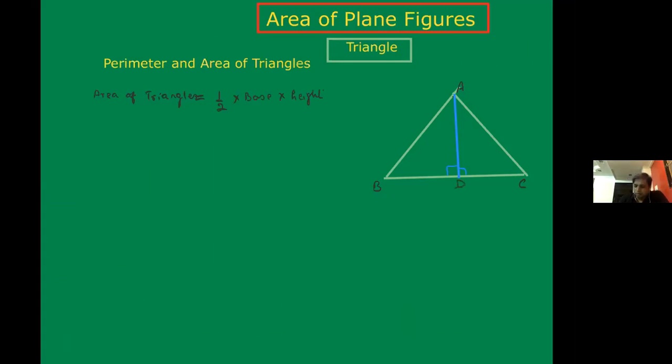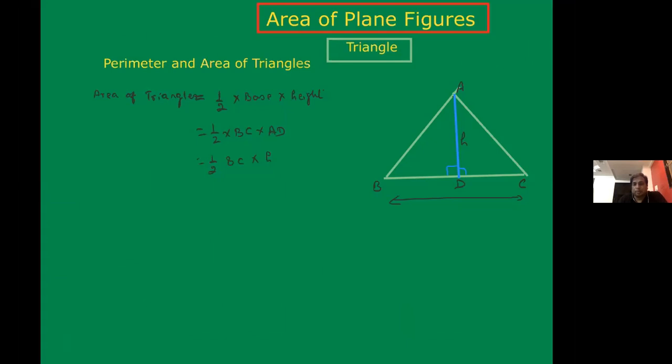Okay, so what will be the area of the triangle? It will be 1 by 2 base, and the base is BC. So this is the base. So the base is BC, and into height, H, the height is AD. So if I write the height here as AD, it will be 1 by 2 base BC into height H. So this is the area of the triangle.